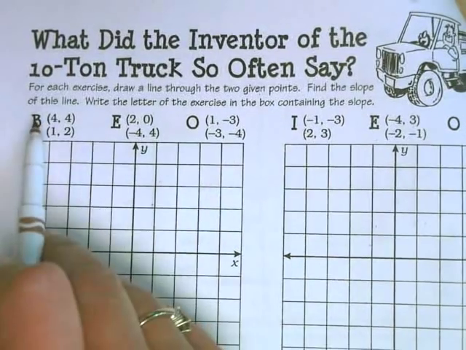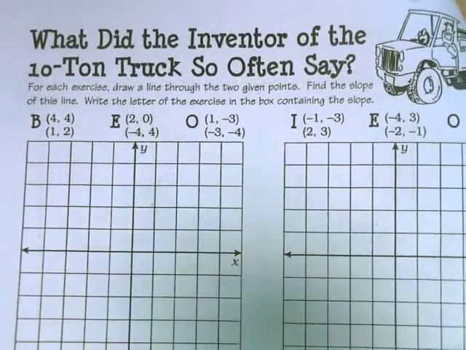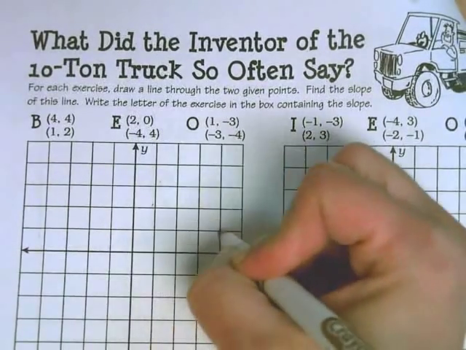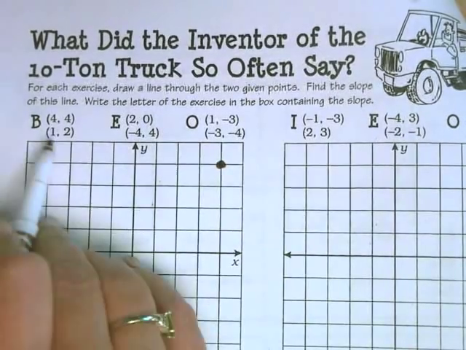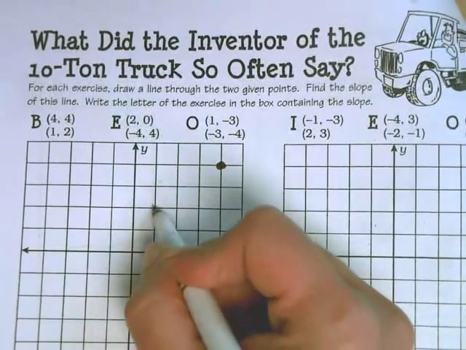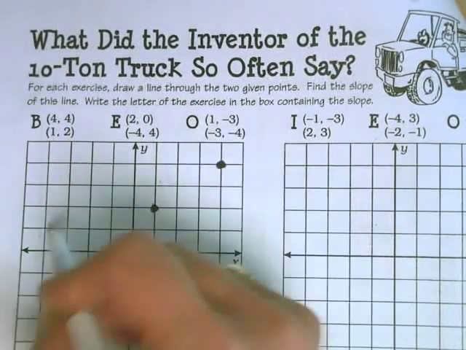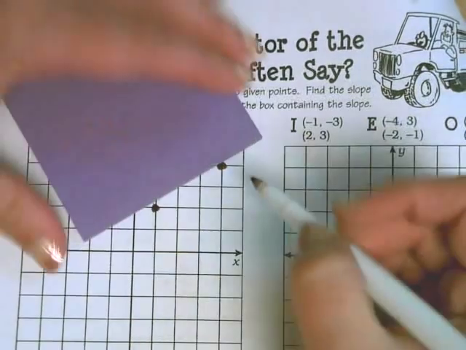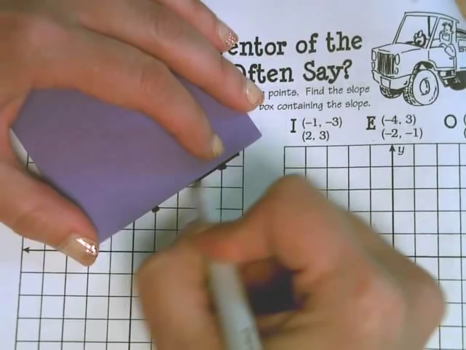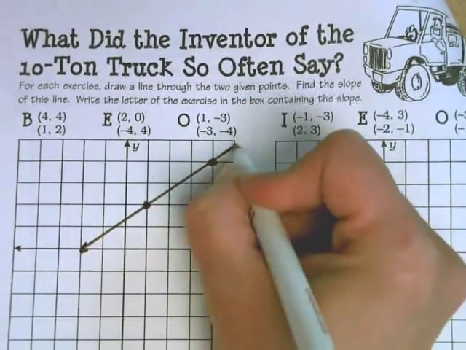All right, it says 4, 4, and 1, 2. Let's put those dots on here like we did with Fishy. 1, 2, 3, 4, up 1, 2, 3, 4. There is 4, 4. And let's do 1, 2. Over 1, up 2. That is going to be our line right here. It says draw a line through the two given points. So I am going to get a piece of paper, a straight edge, to be able to draw my line through those. Okay, there's my line.